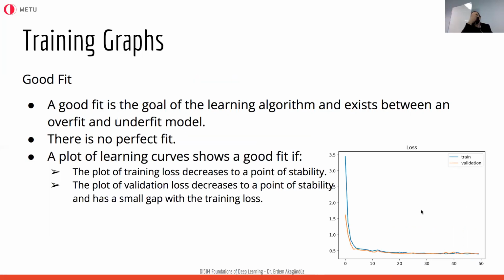Okay, a good fit. It's like a perfect fit, but for simple problems, you're going to encounter this. The validation and training sets are designed evenly. They are similar, but they do not include the same examples. And when you train them, they saturate together. What I would do is take this point as an inflection point, because after that point, the training loss does not decrease much. So if this is the epoch number, after epoch 17, for example, I would stop the training and use that model. So a plot of learning curves shows a good fit if the plot of training loss decreases to a point of stability, and the plot of validation loss decreases to a point of stability similar to the point of stability of the training loss, in other words, with a small gap with the training loss. Good.